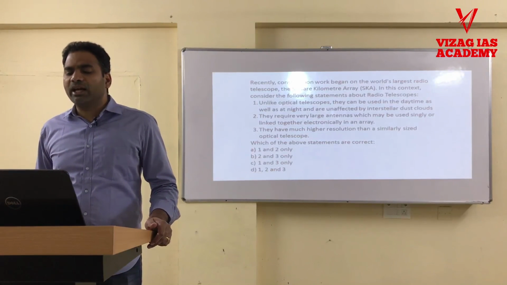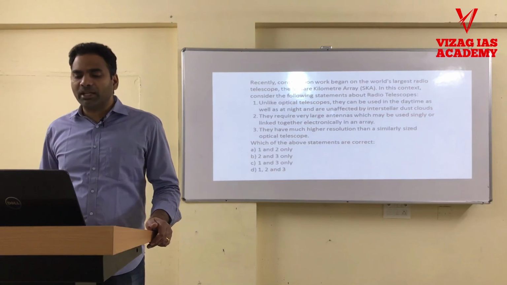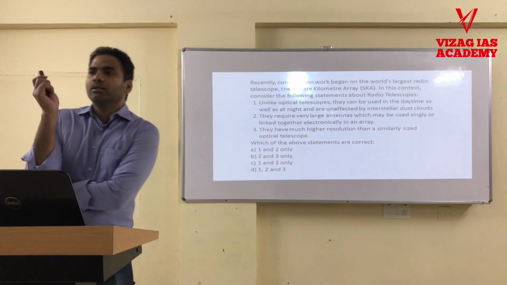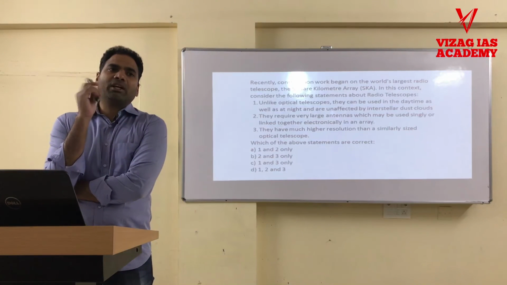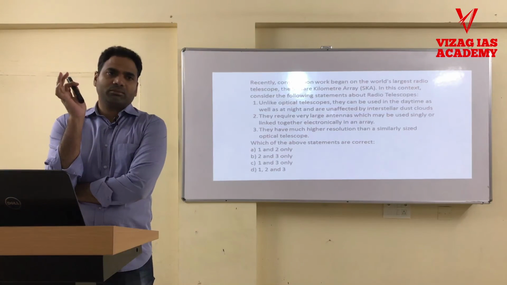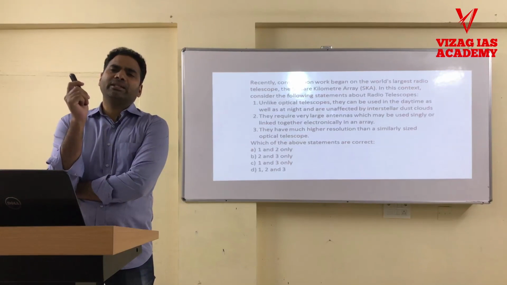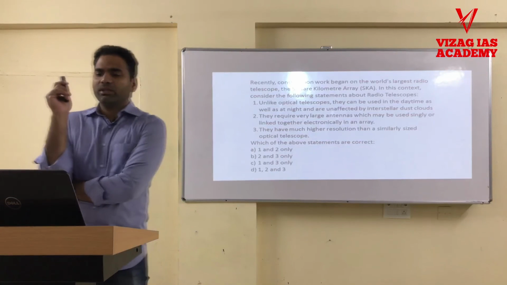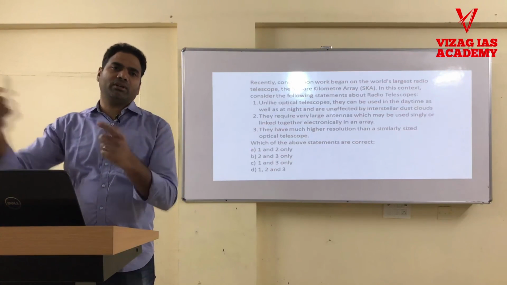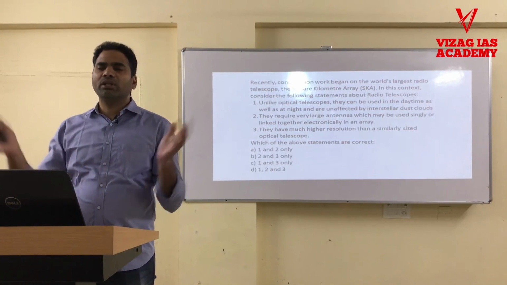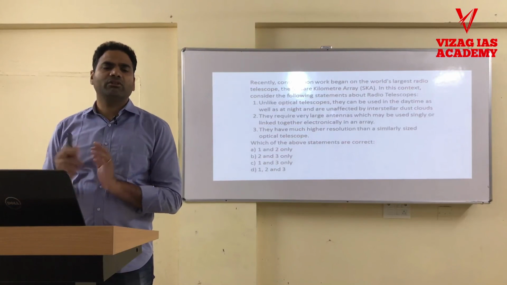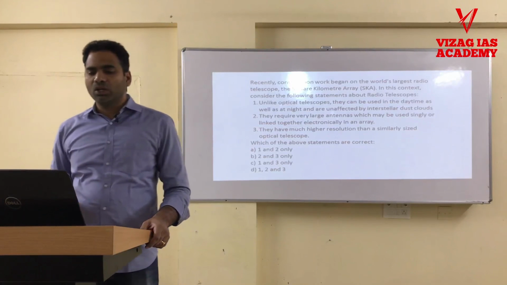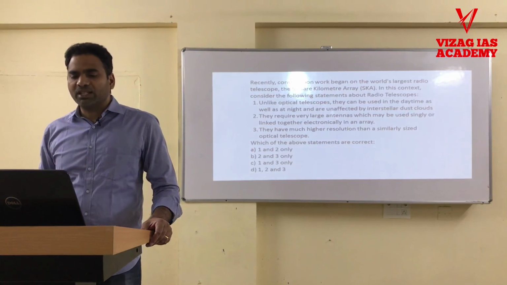Next, they have much higher resolution than a similarly sized optical telescope. Actually, an optical telescope's resolution is better, okay, but they get the same or better resolution in radio telescopes by using an array of radio telescopes, so that they give higher clarity. Just one cannot give you good clarity like an optical telescope. Okay. So, this is false. The answer is A, 1 and 2.